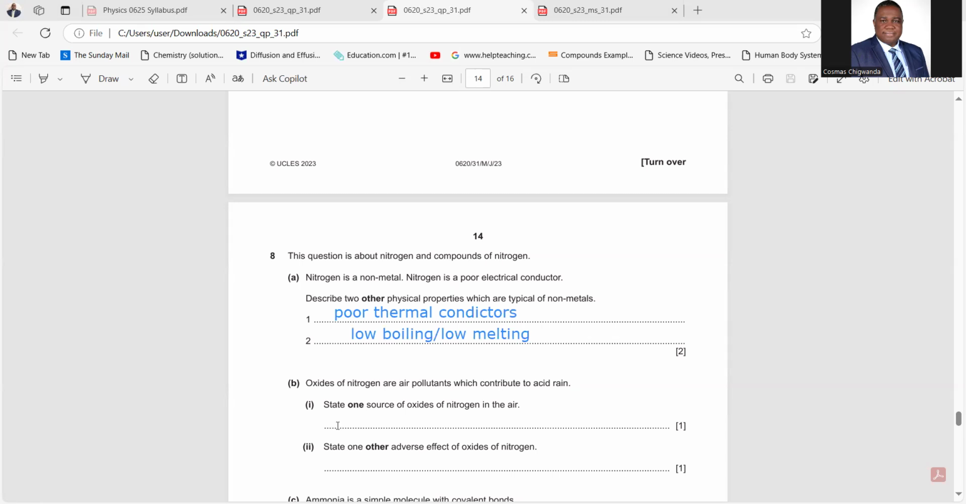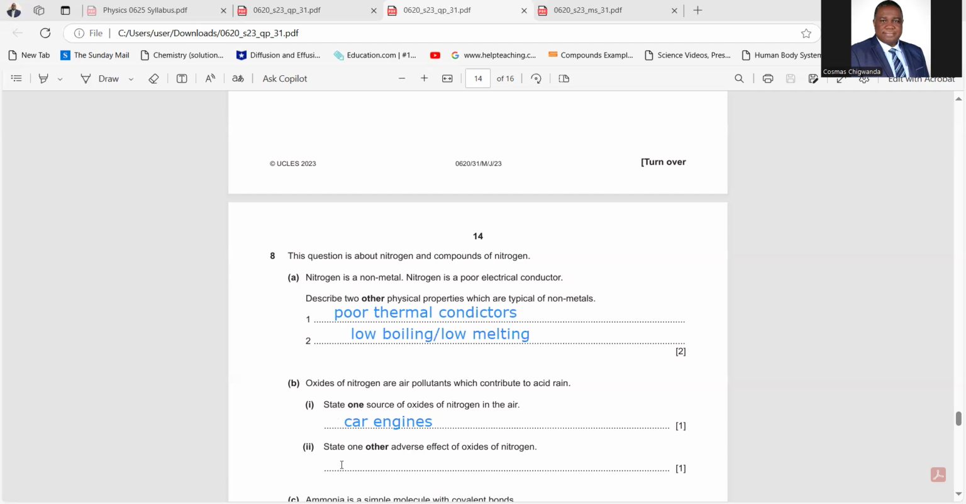Oxides of nitrogen are air pollutants which contribute to acid rain. State one source of oxides of nitrogen in the air. The chief culprit here could also be car engines. During combustion of petrol, we also put a lot of oxides of nitrogen in the air.